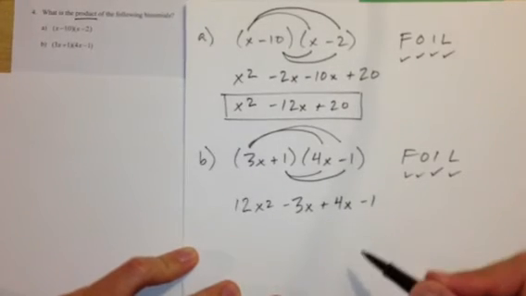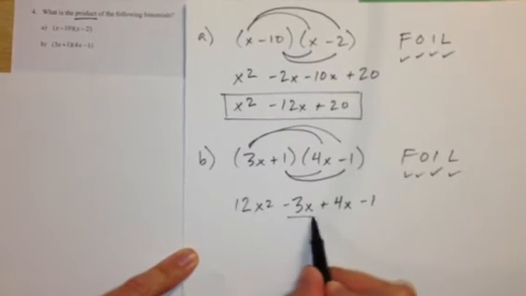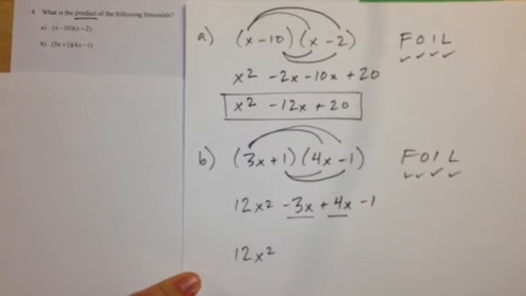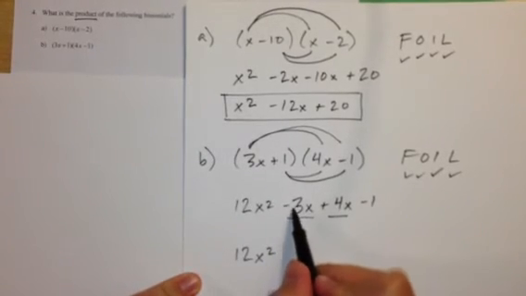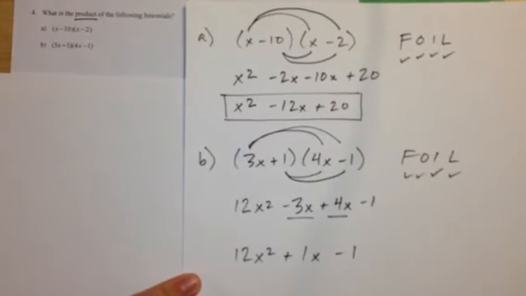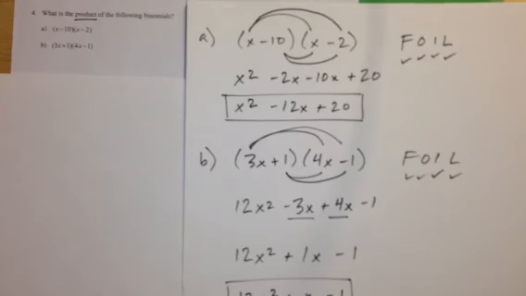So now let's see if I can simplify my like terms. I have like x terms right here, so I'm going to rewrite this. 12x squared. I have a negative 3x and a positive 4x. That's going to get me positive 1x, minus 1. And I don't even have to write the 1 as a coefficient. I can just rewrite this simply as 12x squared plus x minus 1. This trinomial is our final answer. This is the simplified expression.